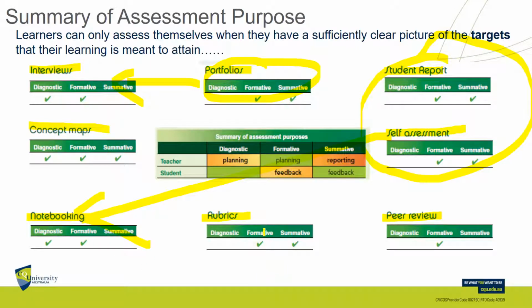Rubrics are fabulous. Again, the problem with using a rubric as your assessment criteria is that you're going to have to teach that rubric first. You're going to actually explain and deconstruct what the rubric is actually testing and reviewing. And peer review, of course, can be extremely useful around the formative stage. So all of these strategies you can build in, but you can only build them in when learners have a sufficiently clear picture of what they're meant to attain through their learning.